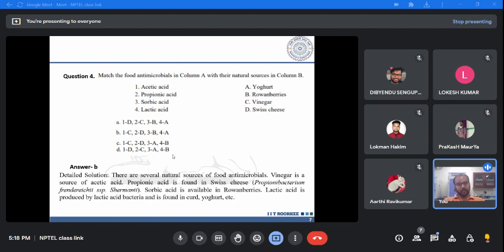So there are several natural sources of food antimicrobials, like vinegar contains acetic acid, propionic acid is found in Swiss cheese, sorbic acid is available in rowan berries, and lactic acid is produced by lactic acid bacteria that is found in curd or yogurt.